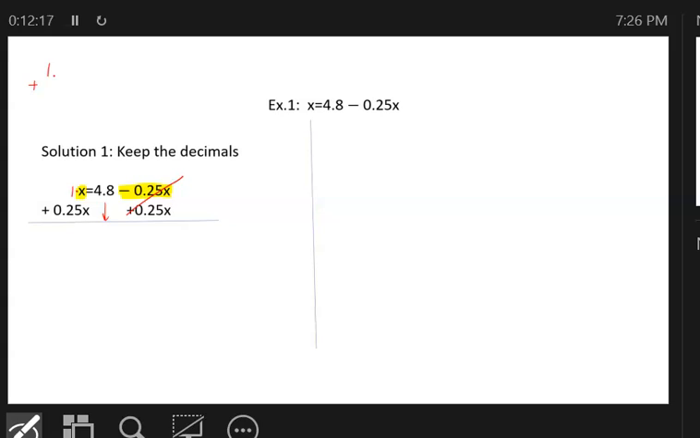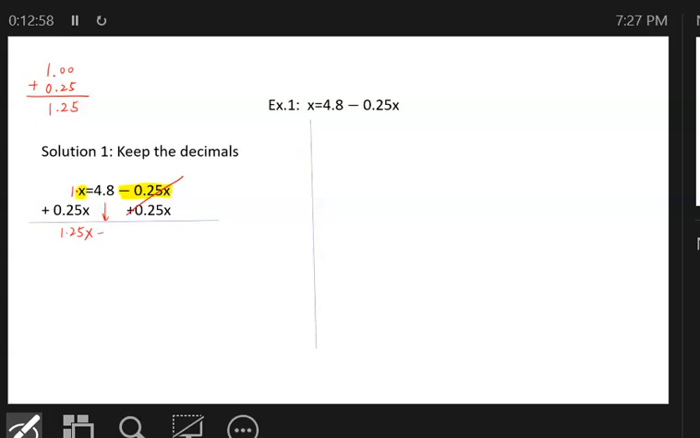So you can think of it as 1.00 if you want to add zeros, and line up the decimal point with the decimal point in 0.25. Now we're going to add 0 plus 5, 0 plus 2, 1 plus 0. So we get 1.25x.